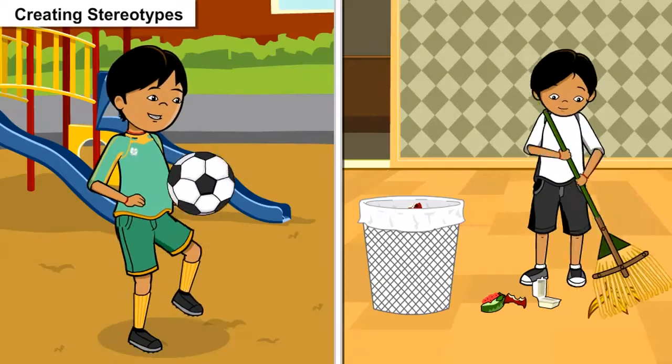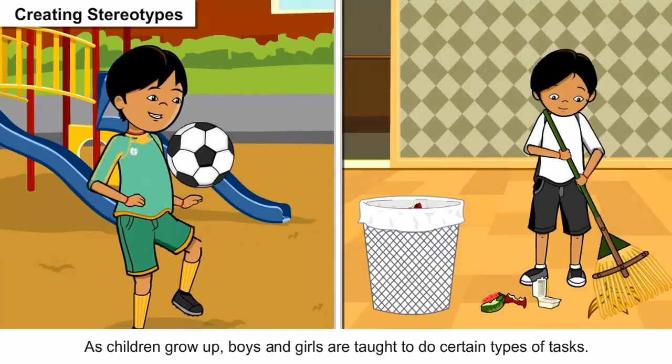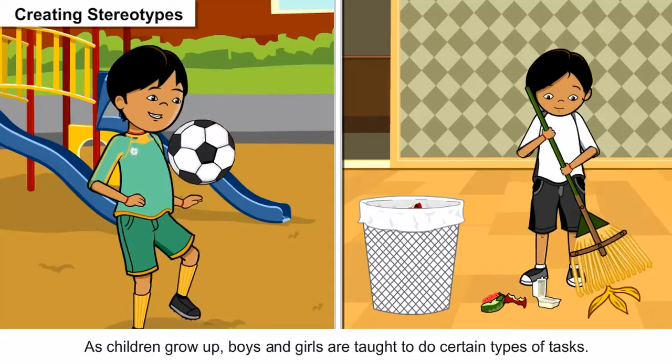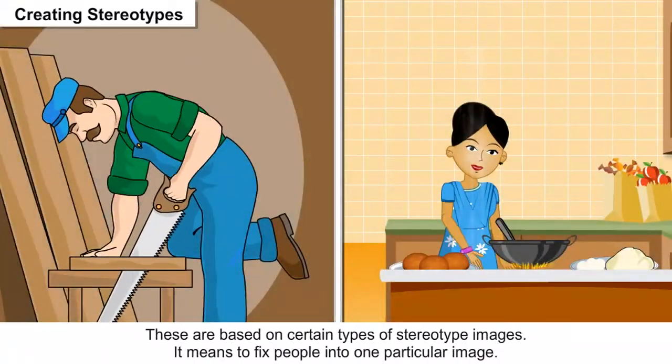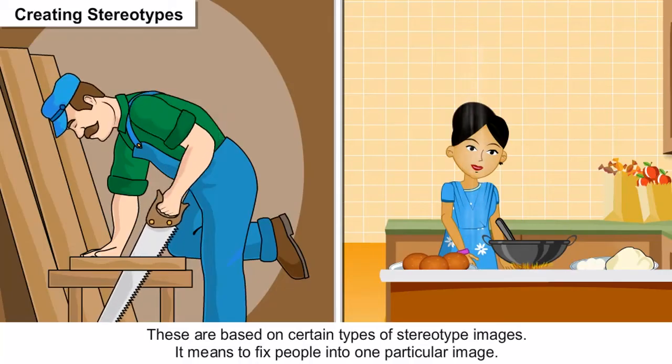Creating stereotypes. As children grow up, boys and girls are taught to do certain types of tasks. These are based on certain types of stereotype images. It means to fix people into one particular image.